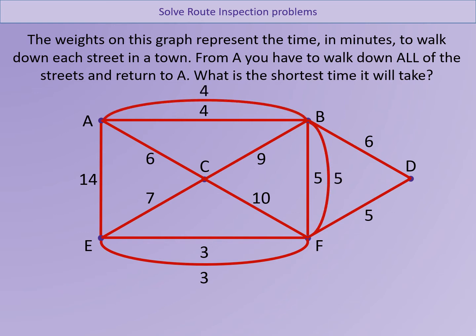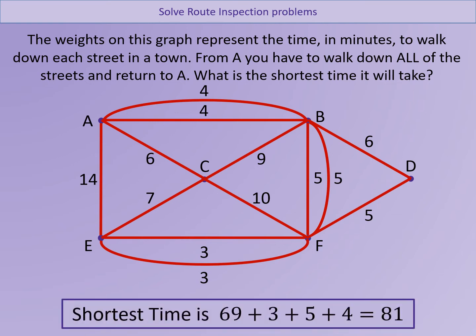So in this case, the shortest amount of time involves repeating 3 edges. So the total time is the total sum of all of the weights, which is 69, plus the weight of each of the 3 repeated arcs, 3 plus 5 plus 4. The total amount of time for this problem is 81 minutes.